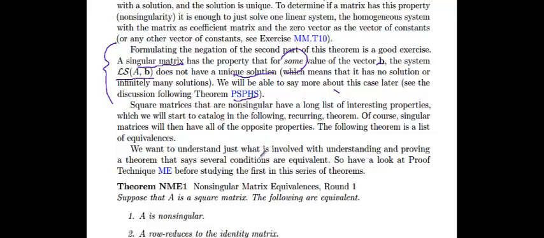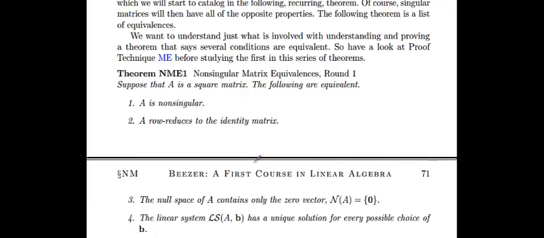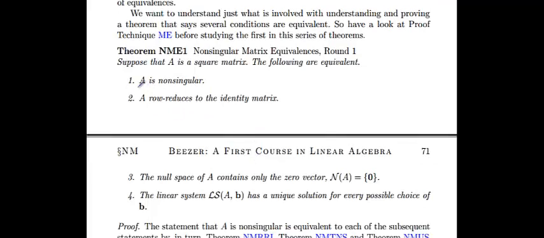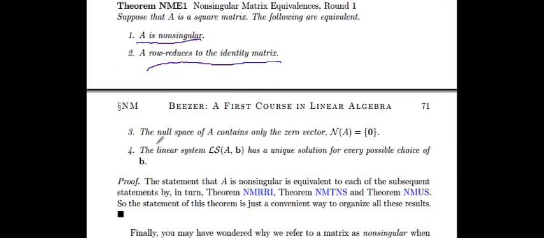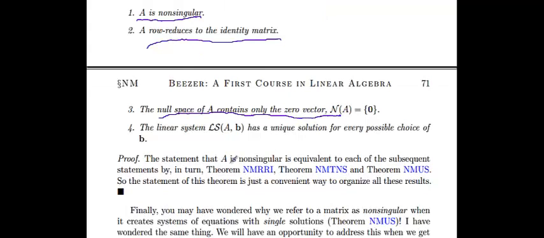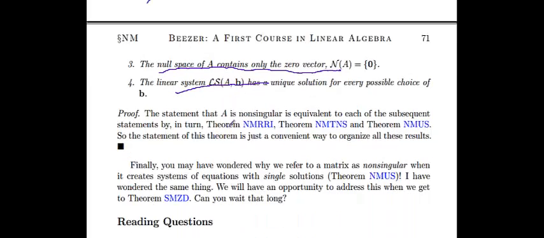Now, it turns out that there are many, many ways to describe non-singular matrices. We've already seen several of them. We've seen that A is non-singular if and only if it row reduces to the identity matrix. And we've also seen that A is non-singular if and only if its null space contains only the 0 vector. And we've seen that A is non-singular if and only if the linear system LS of A B has a unique solution. So these are all equivalent by the theorems that we've shown.